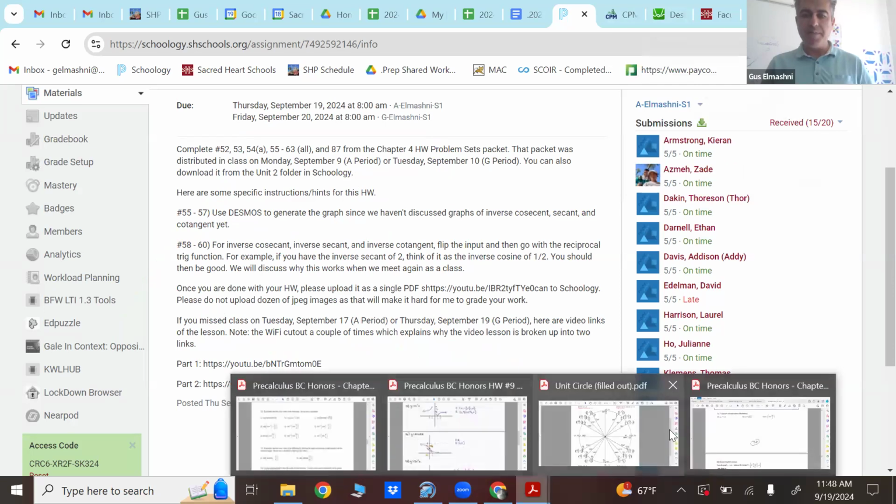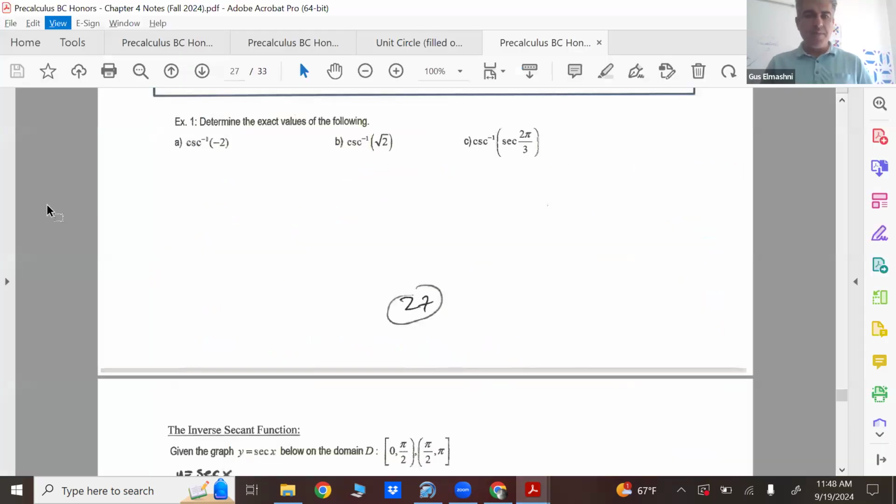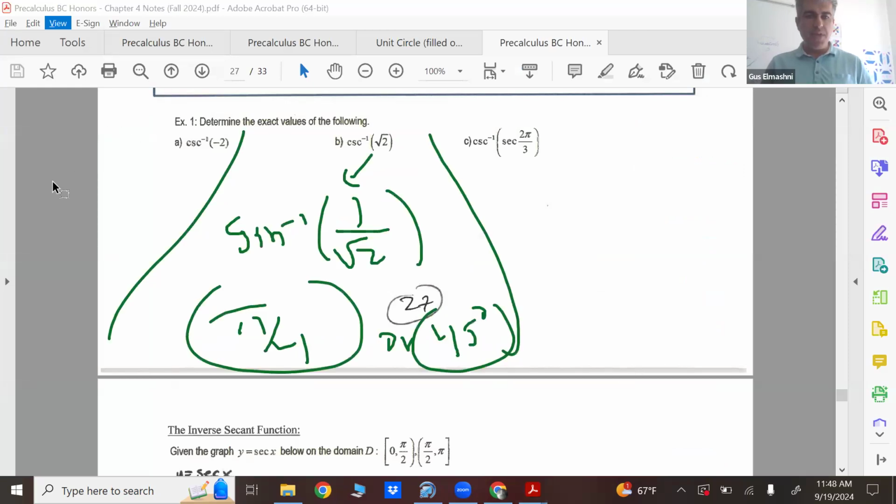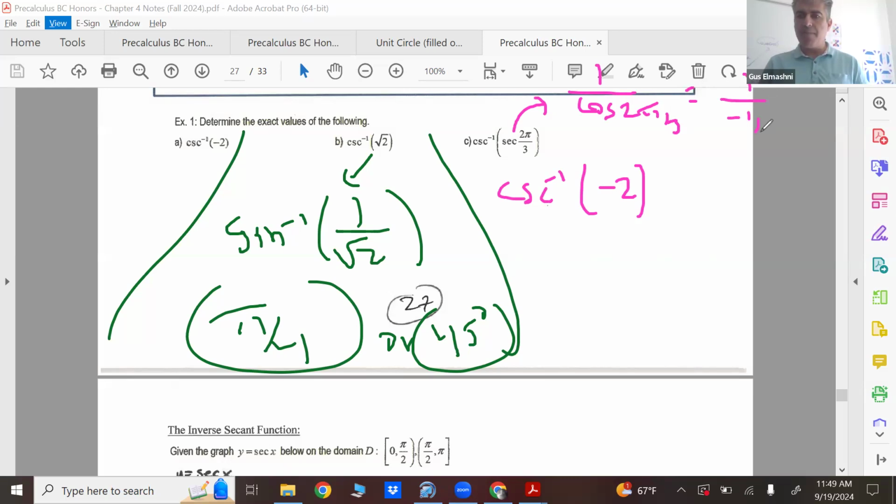All right, let's keep moving. For C, secant 2 pi over 3. What's cosine 2 pi over 3? That's -half. Go ahead, Kieran. -2. Right, okay, so that's -2. I know that, because remember, that's 1 over cosine 2 pi over 3, which is 1 over -half, which is -2.